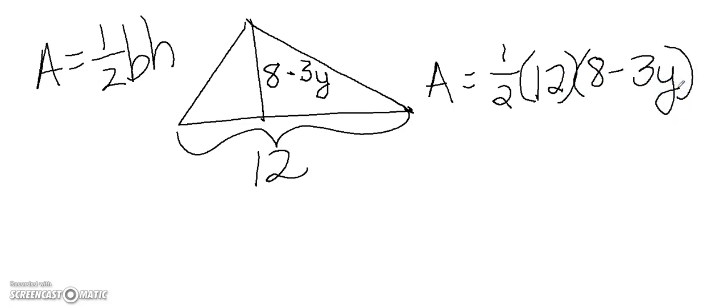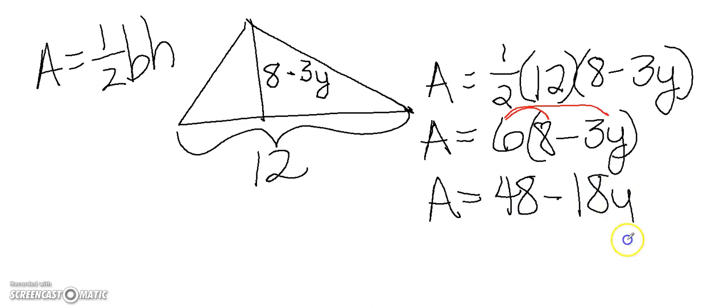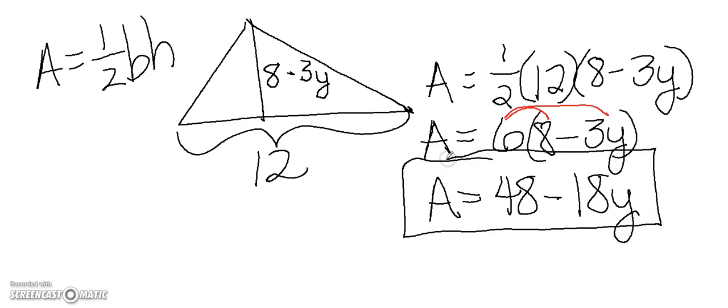I'm going to go ahead and multiply the two numerical parts so that I can simplify. So 1/2 times 12 is 6. So I'm going to get 6 times 8 minus 3y. Then I'm going to distribute the 6 to both of those. So I'll get that my area equals 48 minus 18y. Again, this is not a number. This is an expression that is going to represent the area.